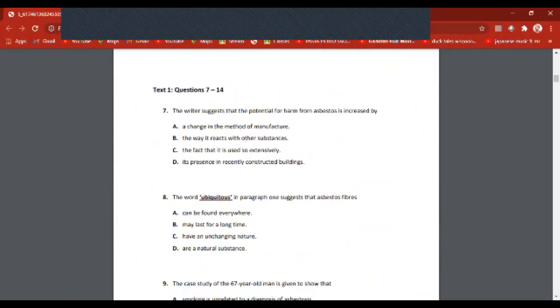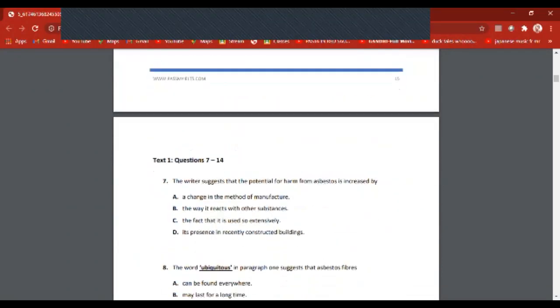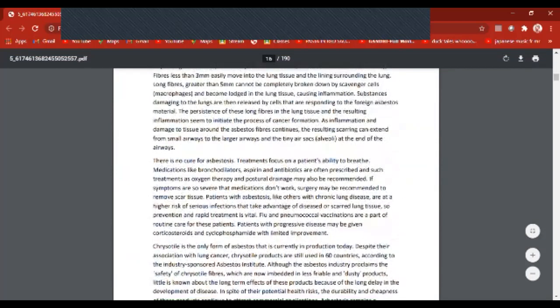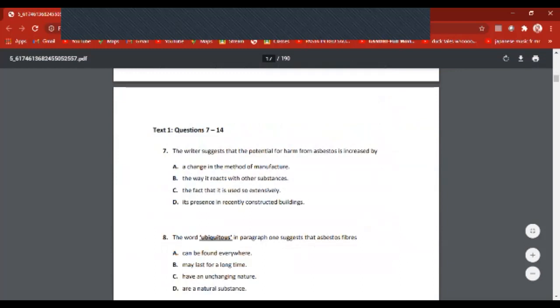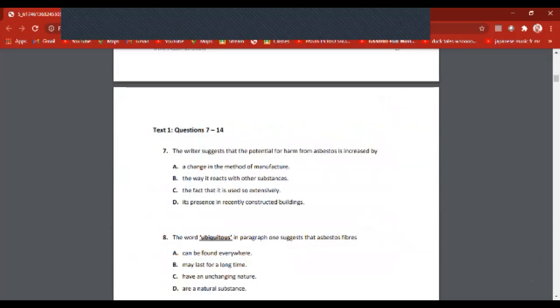So the idea is to first read that question and the options, rather than first reading the whole text and then coming back to the options. That will kill your time. The idea is to do each question in 1.5 to 2 minutes. So this is going to be an explanation video anyway.